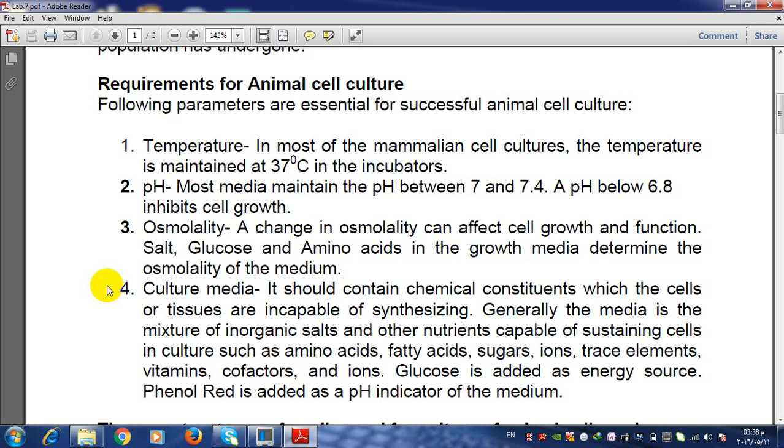Generally, the media is the mixture of inorganic salts and other nutrients capable of sustaining cells in culture, such as amino acids, fatty acids, sugars, ions, trace elements, vitamins, and cofactors. Glucose is added as an energy source. Phenol red is added as a pH indicator of the medium.